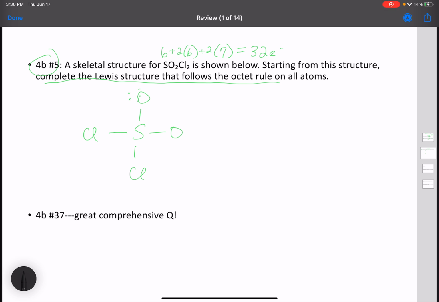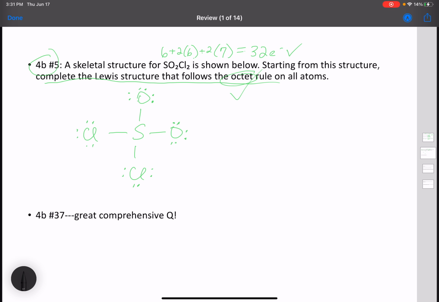All right, so now you're going to want to distribute those 32 electrons, starting with the outermost atoms. So I'm going to do 6 here, 6 here, 3 pairs of 2, and see how many I have. 2, 4, 6, 8, 10, 12, 14, 16, 18, 20, 22, 24, and then the bonds, 26, 28, 30, 32. So check, I've accounted for all 32 electrons, and now I'm going to check that everybody has an octet. The oxygens all have 8 electrons around them, the chlorines have 8 electrons, and the sulfur has 8 electrons. Check. So this would be the correct answer for this question.